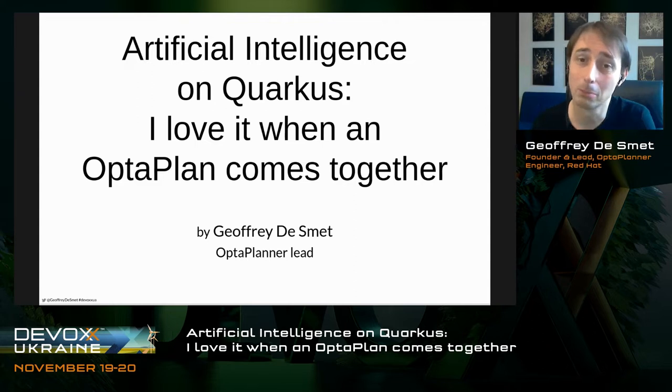I'll be talking about something completely different today. I'll talk about artificial intelligence for planning optimization. And humans are pretty bad at planning optimization. And I'll show you today how with intelligent algorithms and projects like, for example, OptaPlanner, we can actually optimize that. I'm going to do some live coding on the Quarkus platform to actually make this happen.